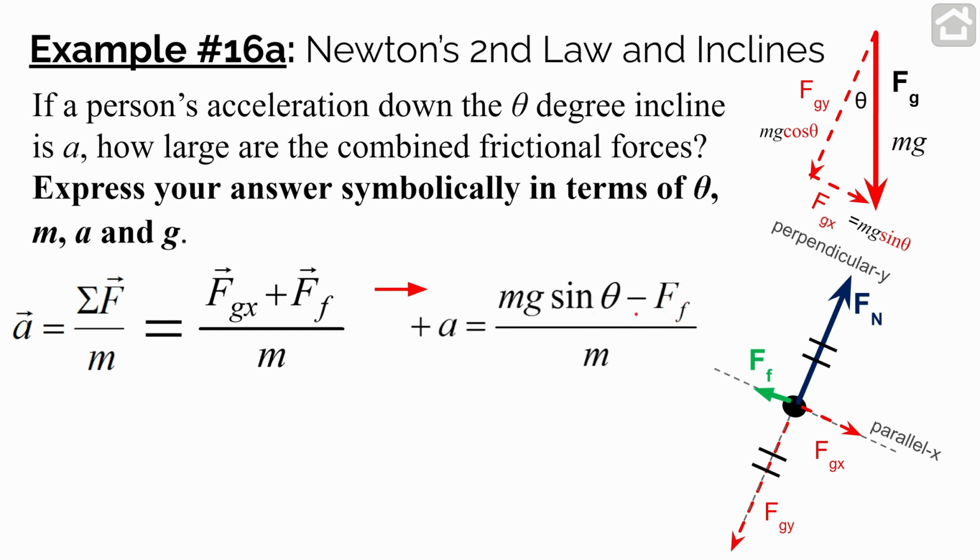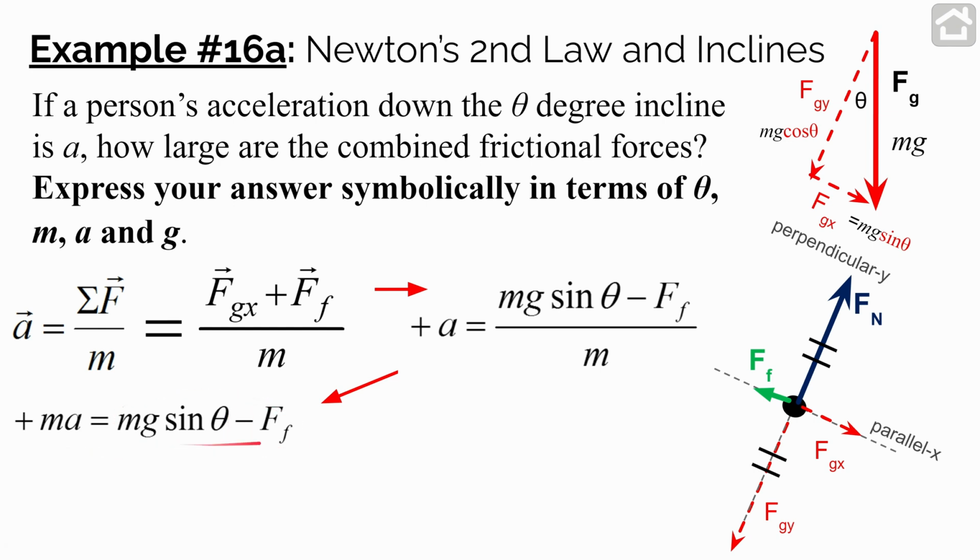Well, we're not done yet, because remember, we're trying to find an expression for the size of the combined frictional forces. So we need to get the force of friction equals something. We need to rearrange this algebraically so the force of friction is all by itself on one side of the equal sign. Okay, so the first step will be, let's get m out of the denominator on the right side. So we're going to multiply the right side by m and multiply the left side by m. So m will cancel out on the right side, and we get this. On the left side, it's mass times acceleration, or m times a, equals all this, mg sine theta minus the frictional force. Now I'm going to add the frictional force to both sides of the equation.